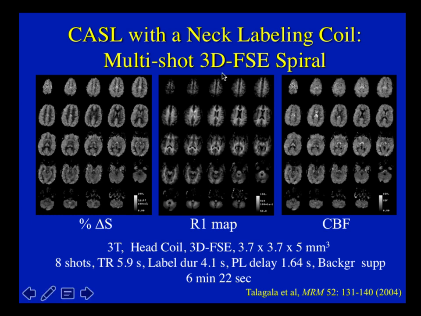This data was acquired using a 3D experiment. It's a fast spiral imaging sequence, and these were quite low resolution images because these were acquired with the standard head coil, before the array coils were available, and this data needed about 6.5 minutes to acquire.